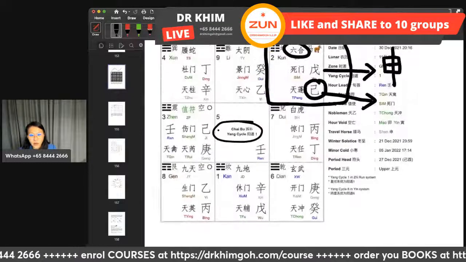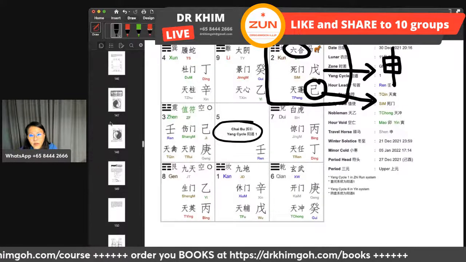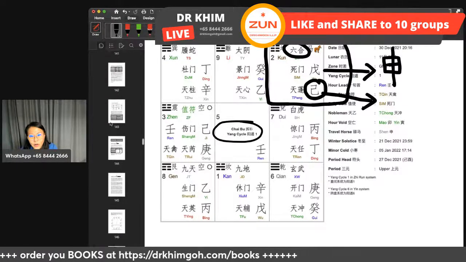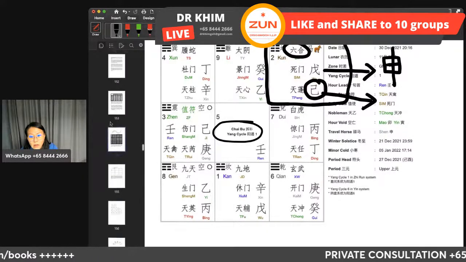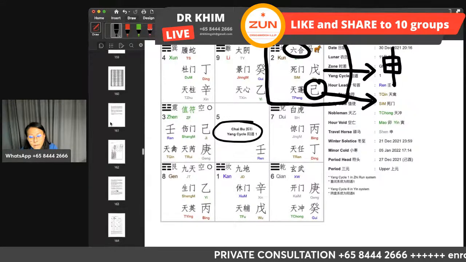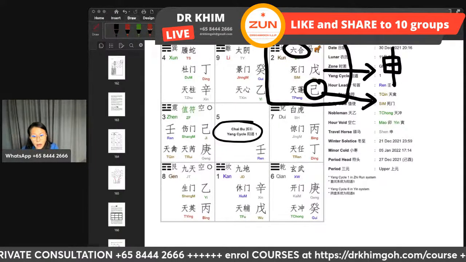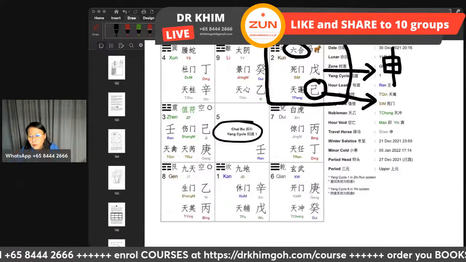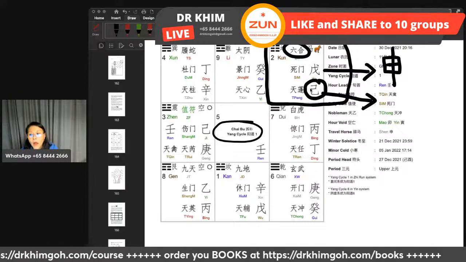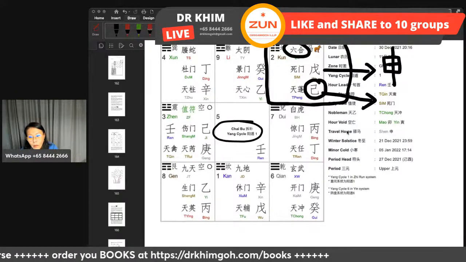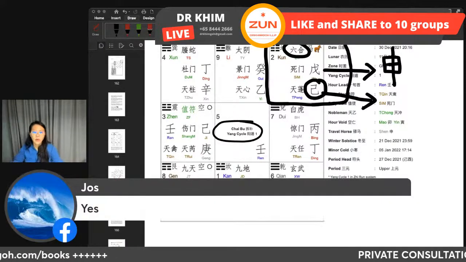Now you understand the four circle? There's a four circle. Now you understand why the four circle, Josh? Why I circled the four circle? Yeah, good. So can buy for herself? Can, because this one is strong. Okay? Now you understand already. Okay, good.